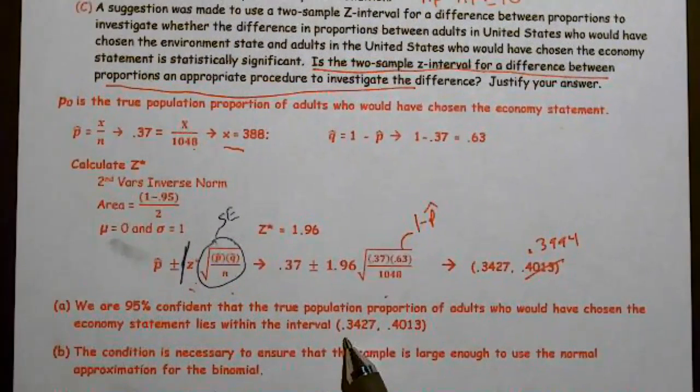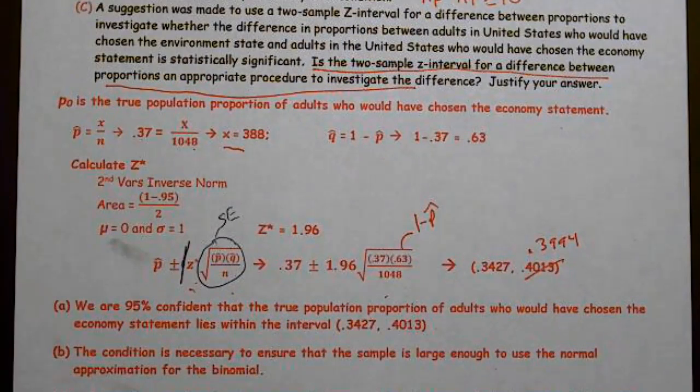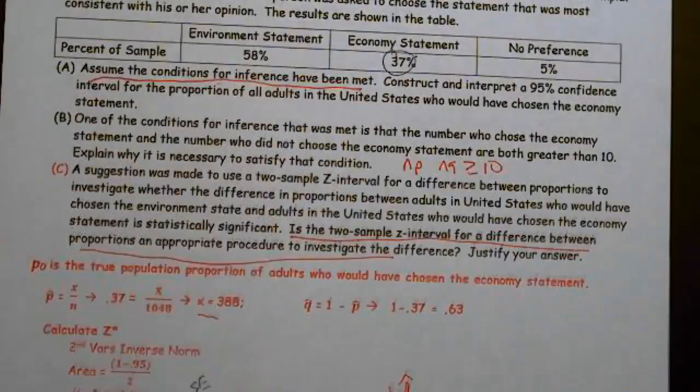And we're confident that it lies within this interval, which means it's less than half. Less than half the people would have chosen the economy statement, and it appears that more than half would have chosen the environment statement.